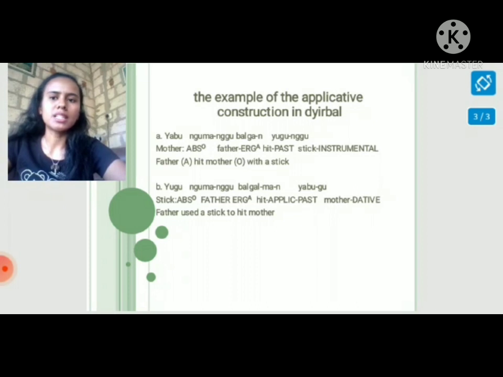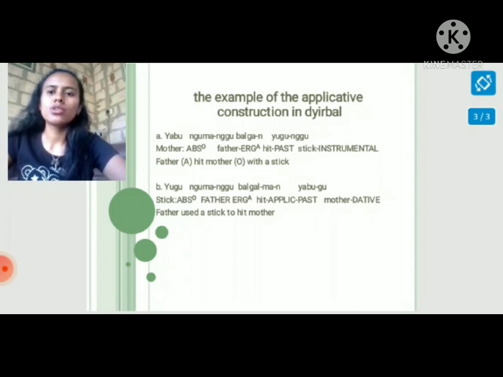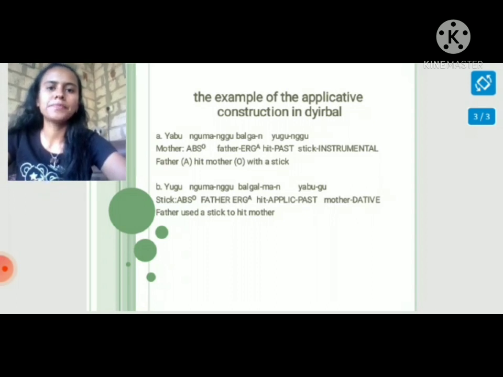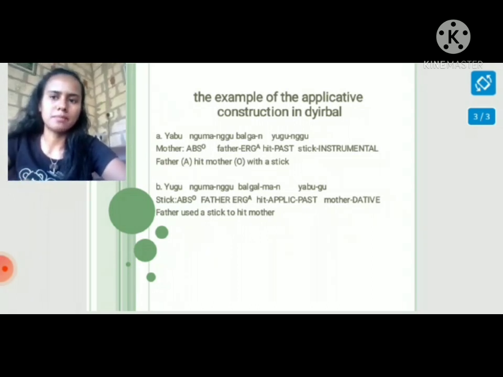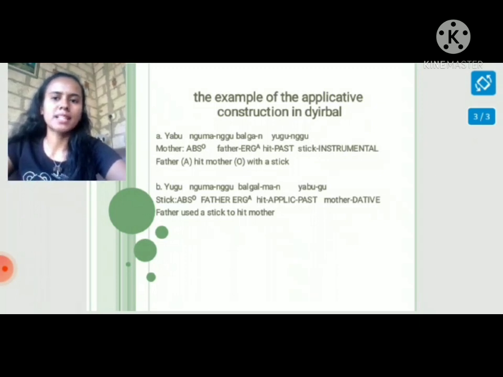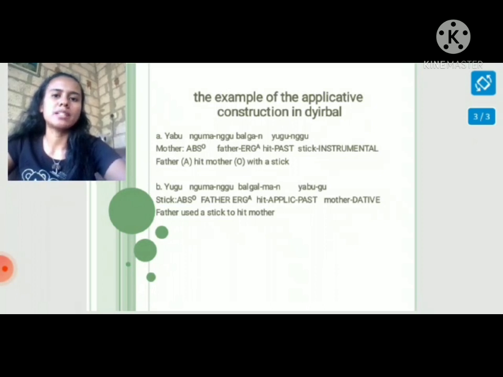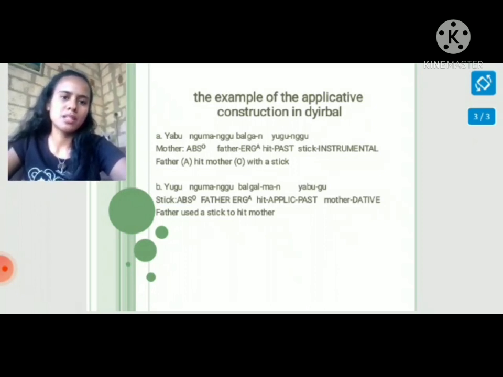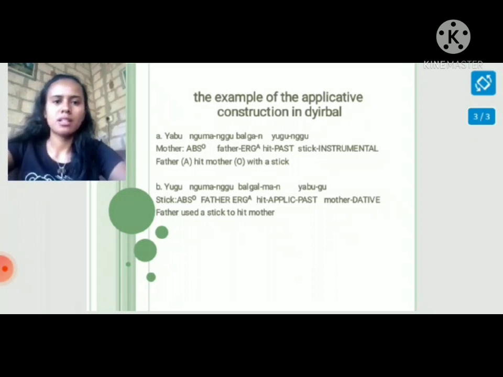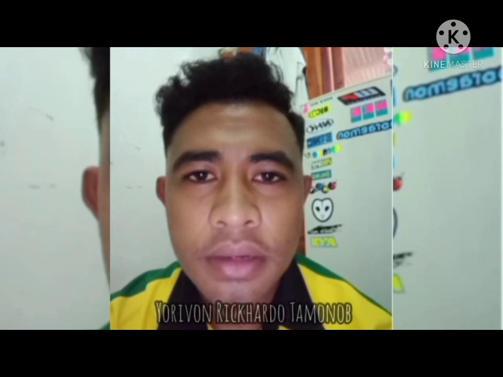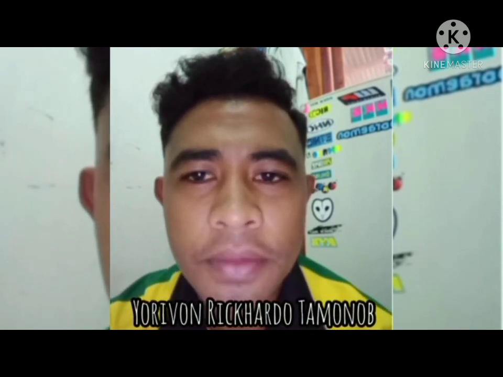And finally, a noun phrase which has been promoted by the applicative construction to become a direct object can generally undergo a second promotion by the passive construction, thus becoming a subject. That's all. Thanks.